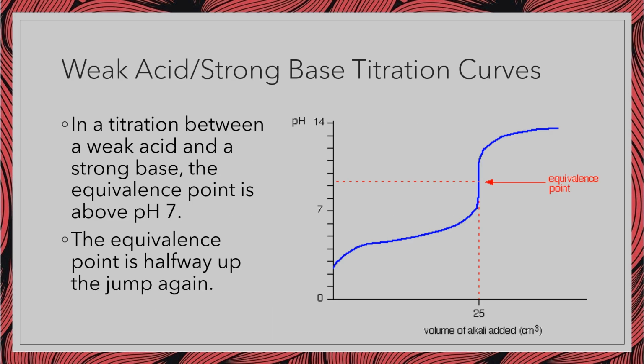So weak acid, strong base, it's going to have an equivalence point above 7. Okay, so in a titration between a weak acid and strong base, the equivalence point is above 7, but again, it's always halfway up the jump. And that's the important part. So we want to look at that steep rise, go halfway up, and find our equivalence point.